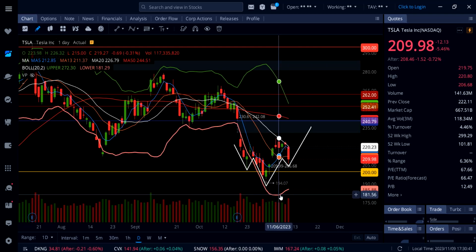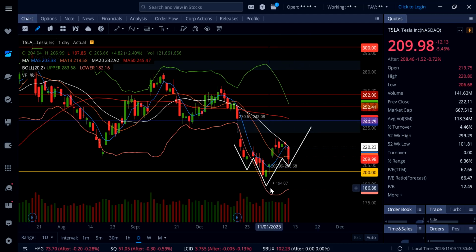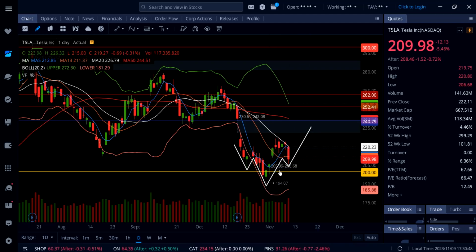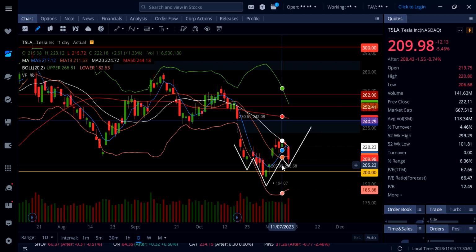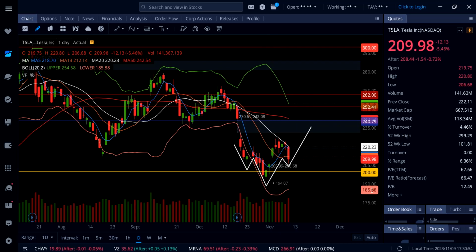So Tesla, there's a lot of things here that can play out. After filling this gap, yes, this inverse head and shoulder can play out. And also, if this does not play out, then watch out for a new low here on Tesla, and that could be around 185 to 186 all the way down here.